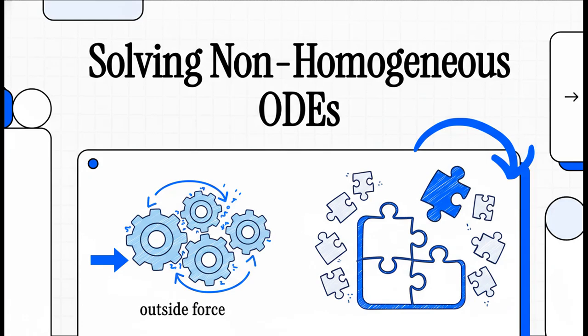All right, let's get into it. So far, we've looked at how differential equations describe a system's own natural rhythm. But what happens when some outside force comes along and starts pushing things around? Well, that's the whole puzzle of non-homogeneous equations. And today, we are going to crack them wide open with a method that's, frankly, pretty elegant.